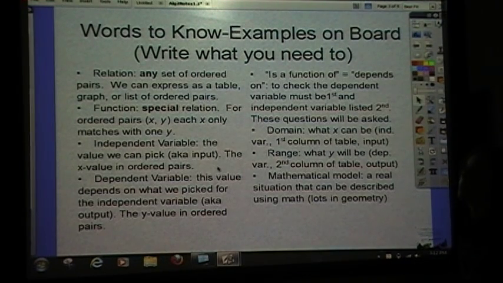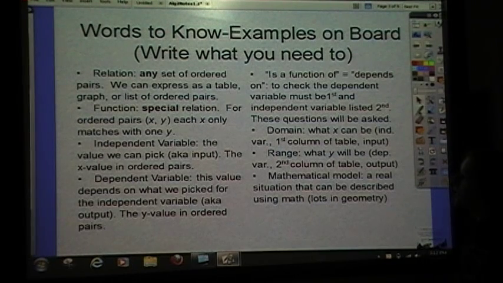A relation, basically any set of ordered pairs that anybody could ever come up with is a relation. If you have ordered pairs, x comma y, x comma x, anything, they are going to be a relation. We can express them as a table, a graph, because you can graph anything that you put in a table, the t-table, you guys did that in algebra, or you could list them as ordered pairs, okay?